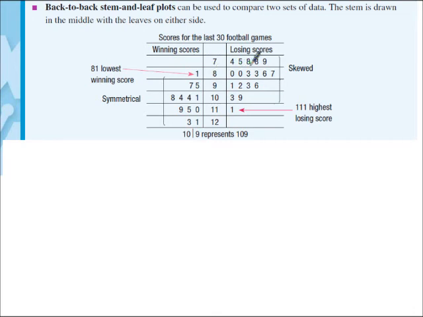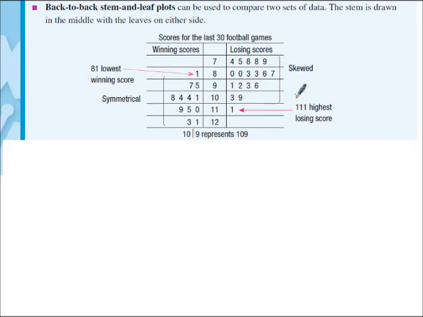Then for the winning scores I have to work a little bit backwards. The stem stays the same, but now 8 in the stem and 1 in the leaf represents 81. So I have to think of it in the reverse. 95, 97, 101, 104, 104, 108. So you can see how it goes from smallest to largest in that direction, whereas on this side it goes from smallest to largest in the other direction. So that's basically all the back-to-back stem and leaf plot is.